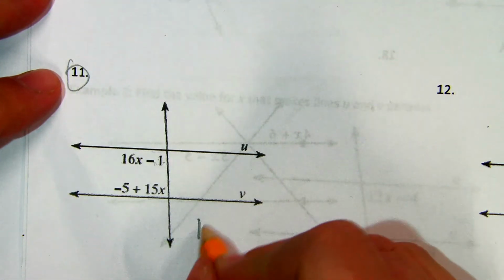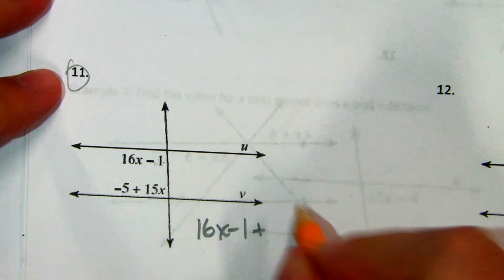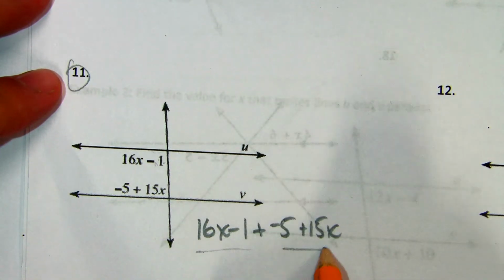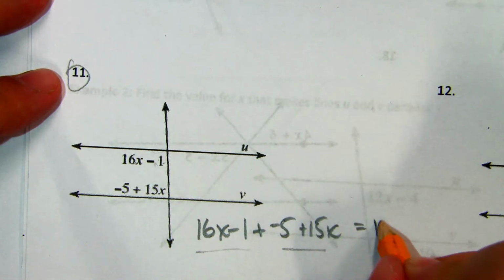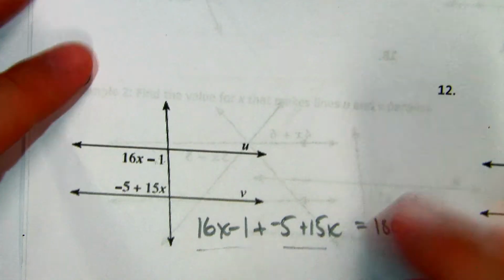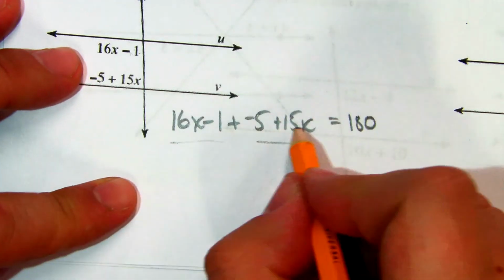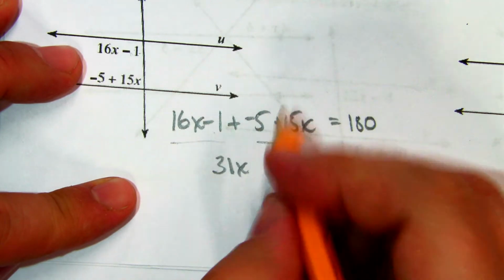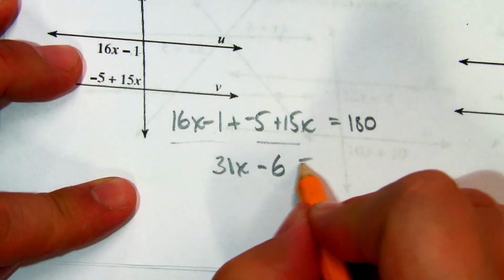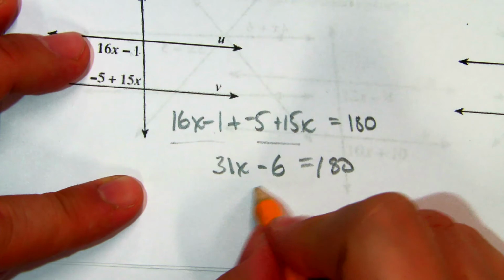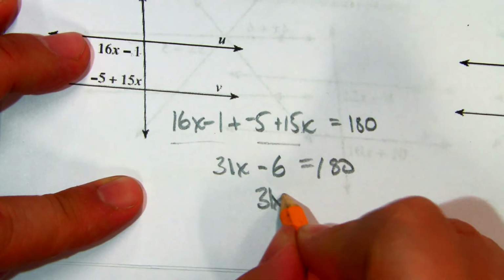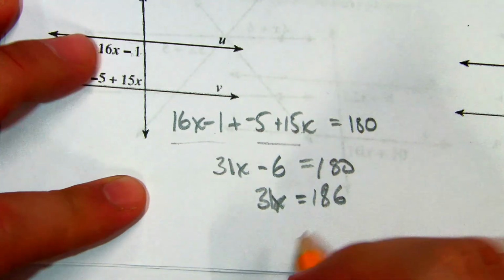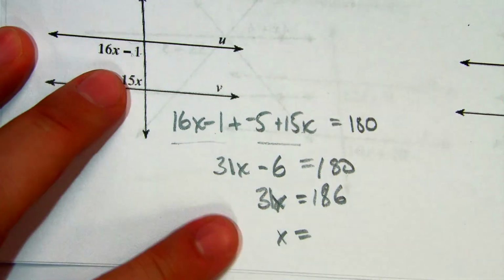So to write my equation, I've got 16x minus 1 plus negative 5 plus 15x. Here's my one angle. Here's my other angle. They're going to have to add up to 180. And now I just combine my terms. 16x and 15x is 31x. Negative 1, negative 5 is negative 6. That equals 180. 31x equals, add 6 to both sides, 186. So x equals 6.